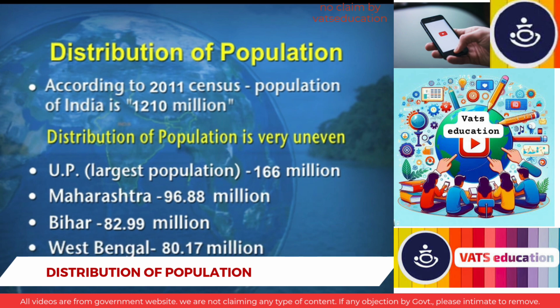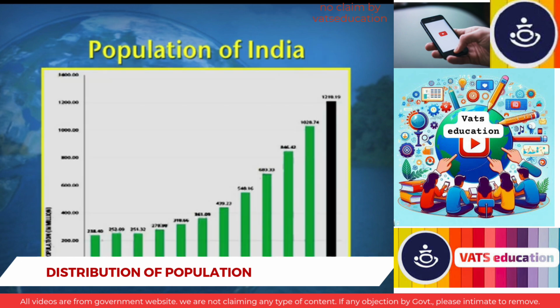And then we have West Bengal with 80.17 million of the population, and Andhra Pradesh with 76.21 million of the population. So these 5 states account for about half of the country's population. Now look at your screens, children.